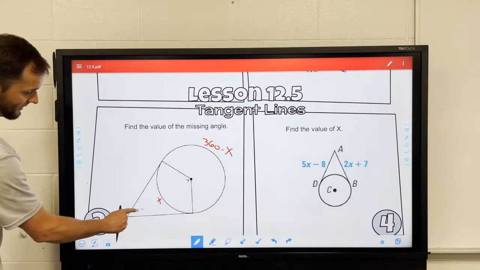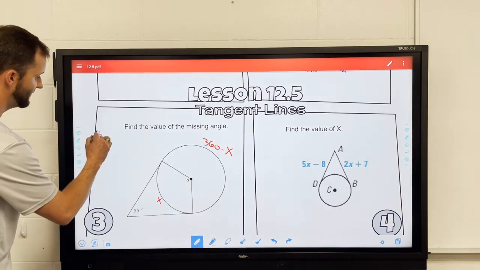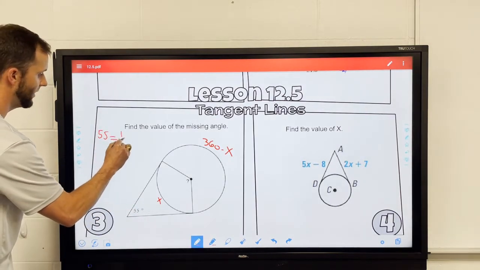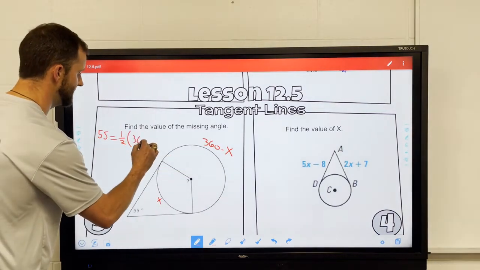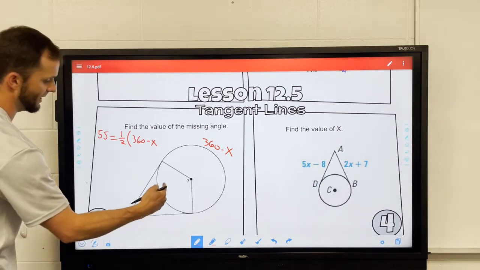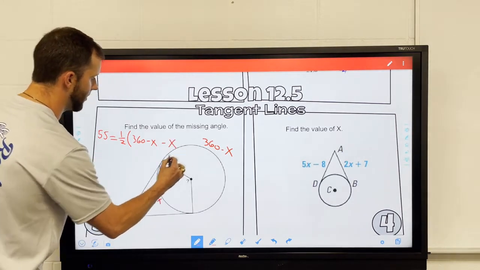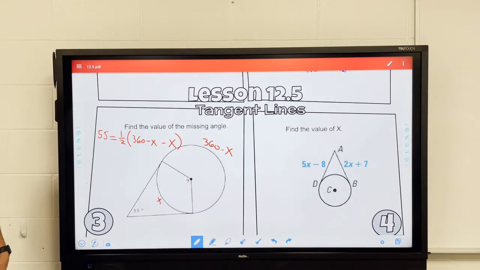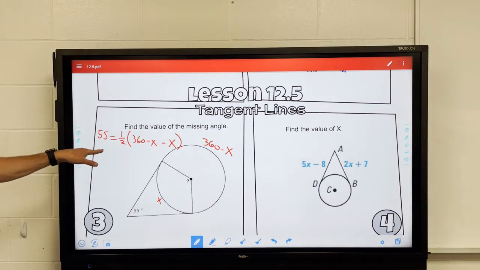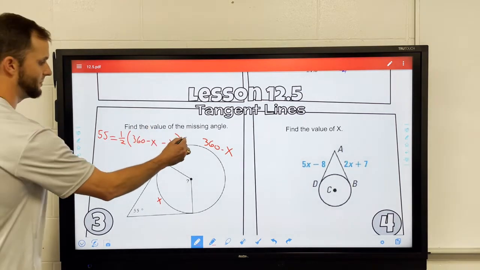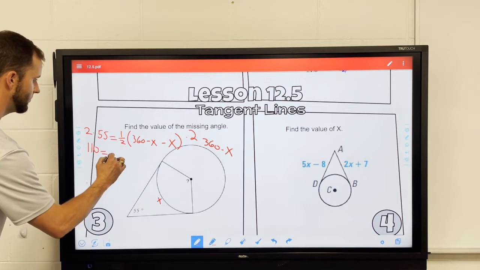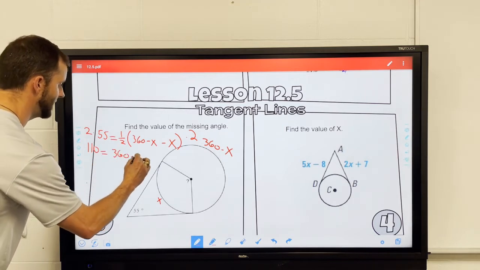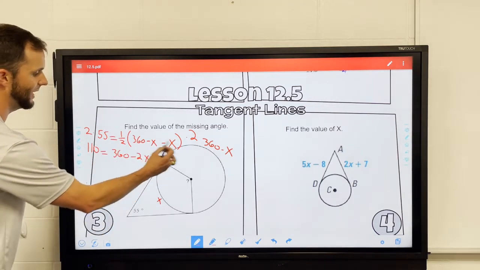So I know to find this angle down here, 55, I have to take 1/2 of the big arc, which is 360 minus x, and I have to subtract my smaller arc here. And that, ladies and gentlemen, is going to end up giving me my angle 55. So now I can solve x here, right? So to get rid of 1/2, I'm going to multiply by 2 on both sides. So that's going to give me 110 is equal to 360 minus 2x. All I did was combine the x's.